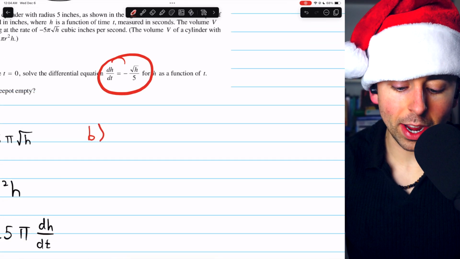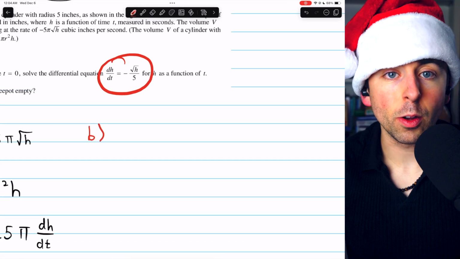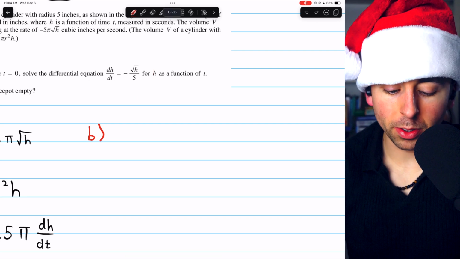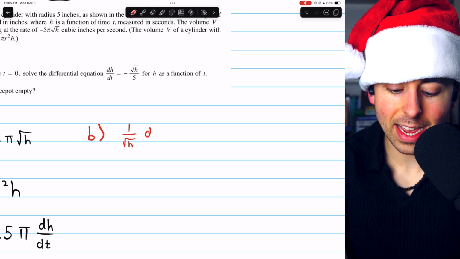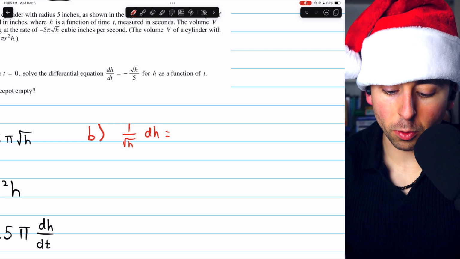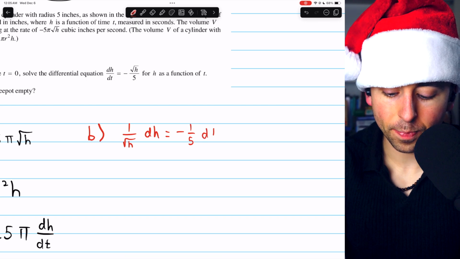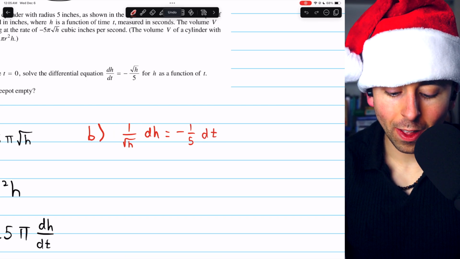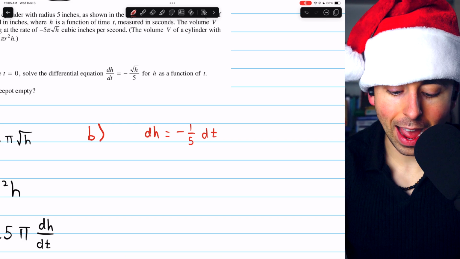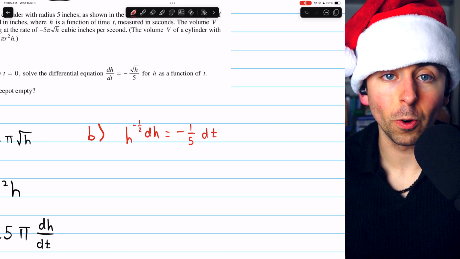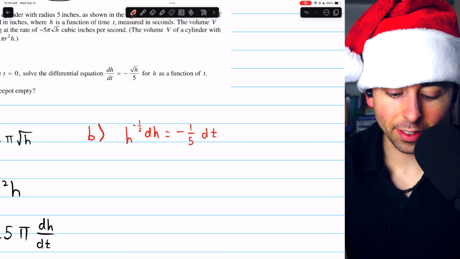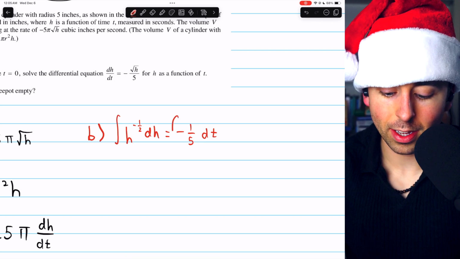We're going to take this equation, divide both sides by root h, and multiply both sides by dt. Thus, we're going to have 1 over root h dh on the left, and on the right, we're going to have negative 1/5 dt. Now, 1 over root h is the same as h to the negative half, so I'm just going to write it like that because that's easier to integrate. Now we integrate the left side, and we integrate the right side.